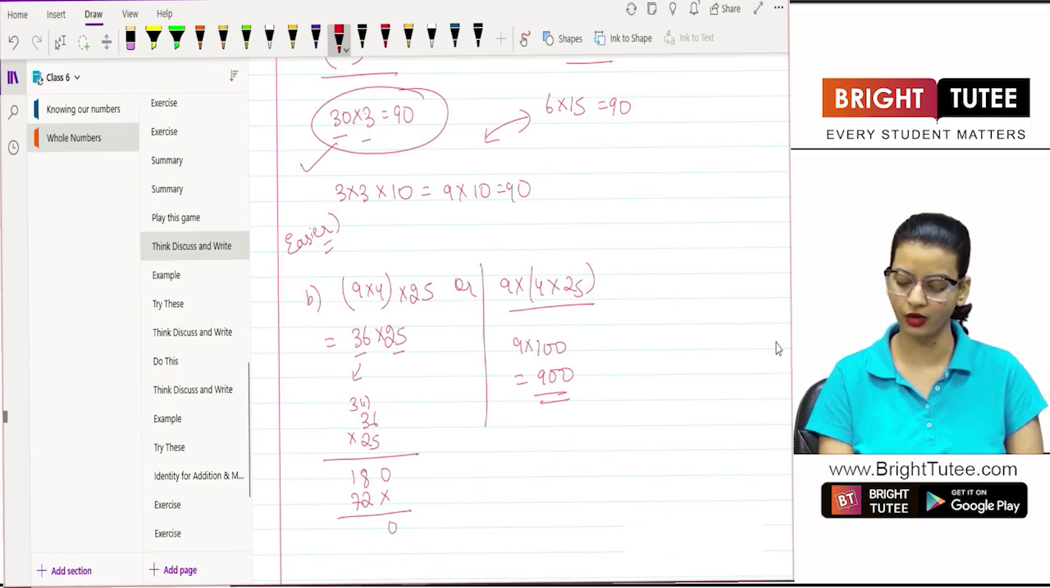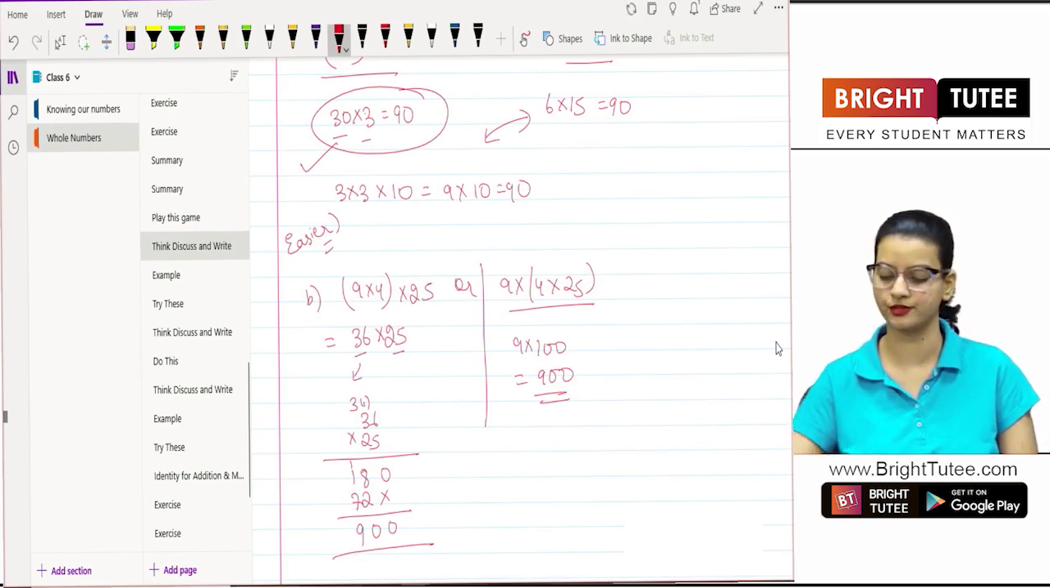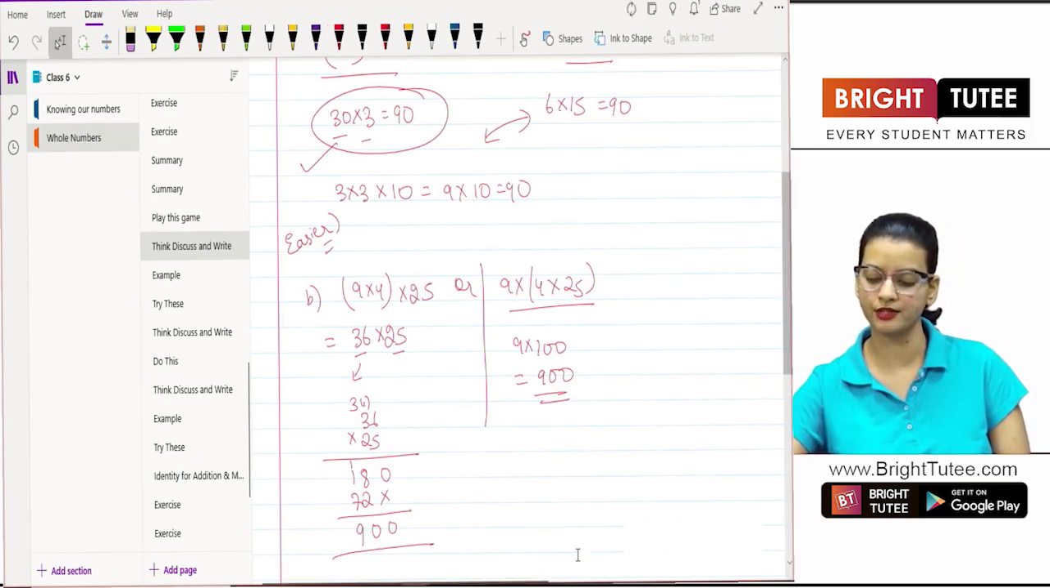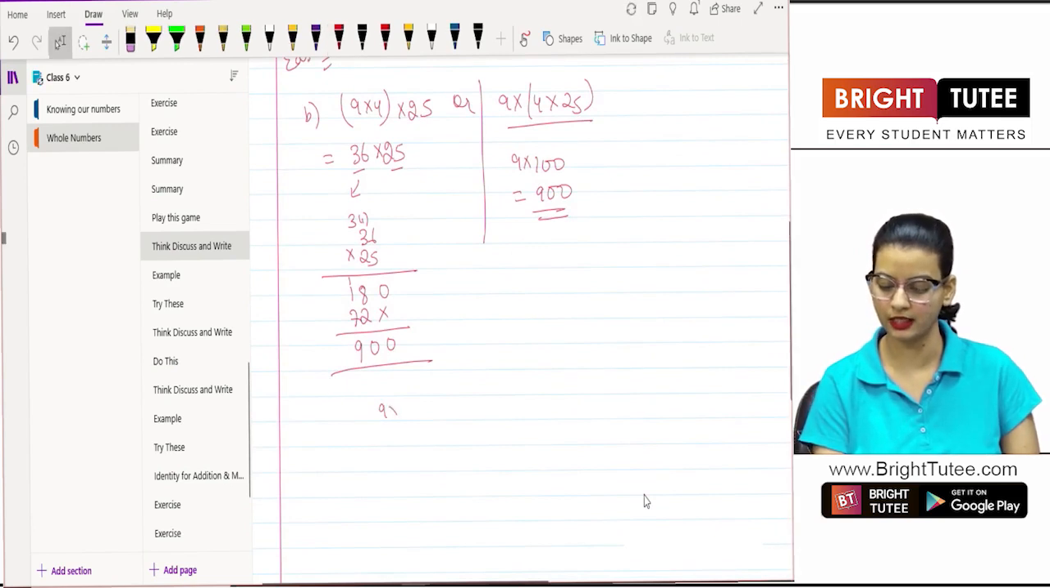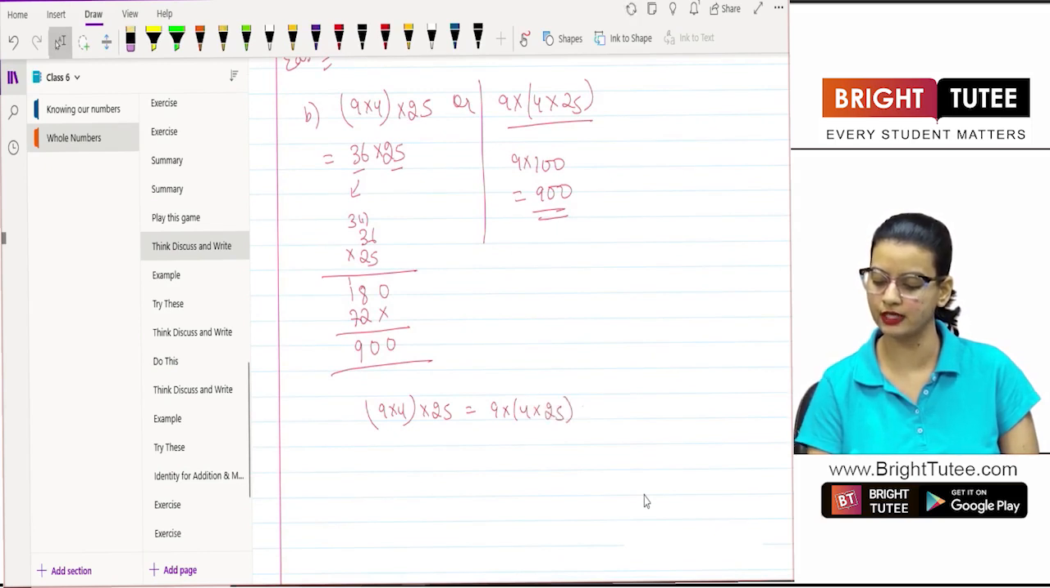So, we have 0, 8 plus 2 is 10, so 0, carry over 1. We have 7 plus 1 is 8 plus 1 is 9, so we have got 900. So, 900 is equal to 900, that is 9 into 4 into 25 is equal to 9 into 4 into 25, and the result that we got is 900. So, this calculation is easier, okay.